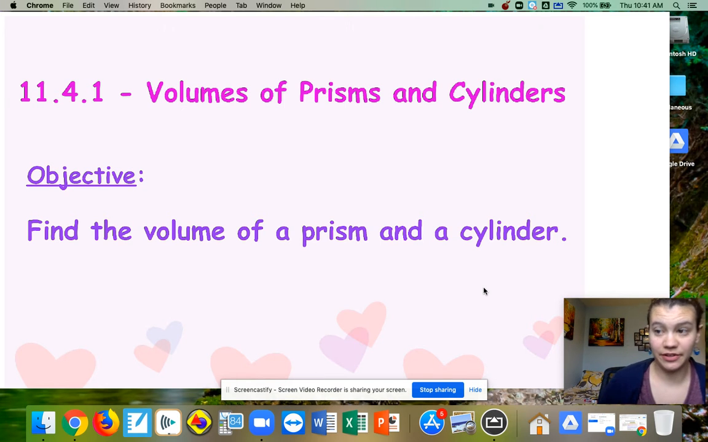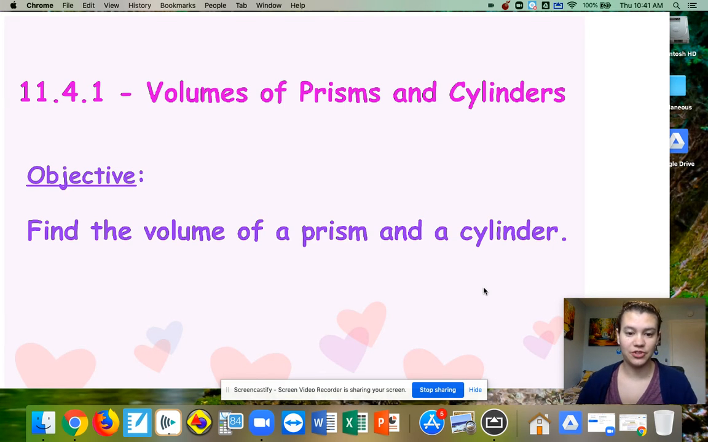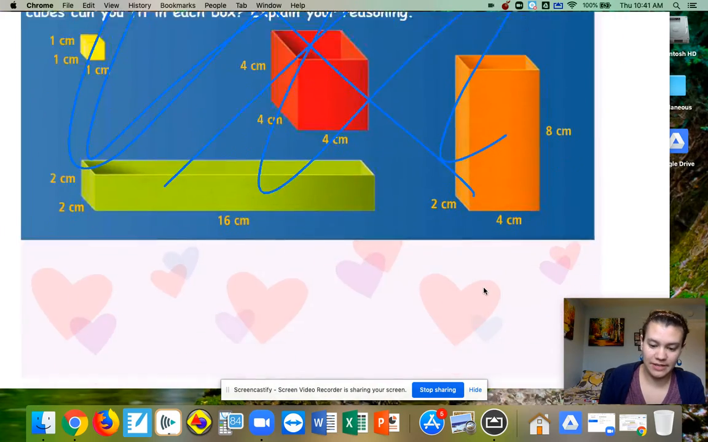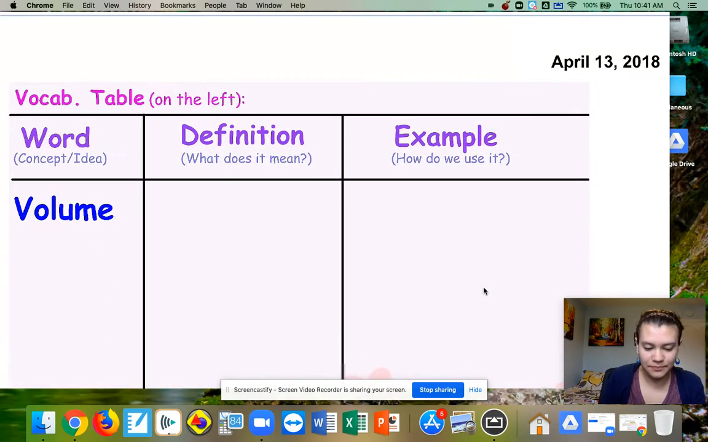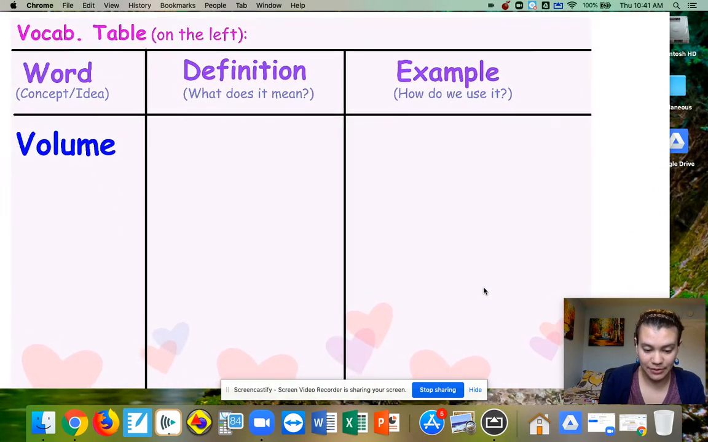All right, today we are doing volumes of prisms and cylinders. So you're going to find the volume of the prism or cylinder kind of in a similar way we found the surface areas before this. We're going to skip this last think one since we're not in class and can't really talk about it.